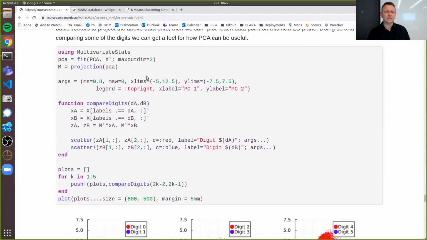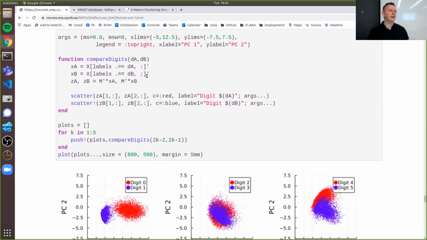Those basis vectors themselves aren't going to be the actual representative of the digits. They're just the vectors which describe or distinguish the various examples maximally in a way. So you can think of it as if you have a blob, the first vector is like the direction with the greatest variance in a way.